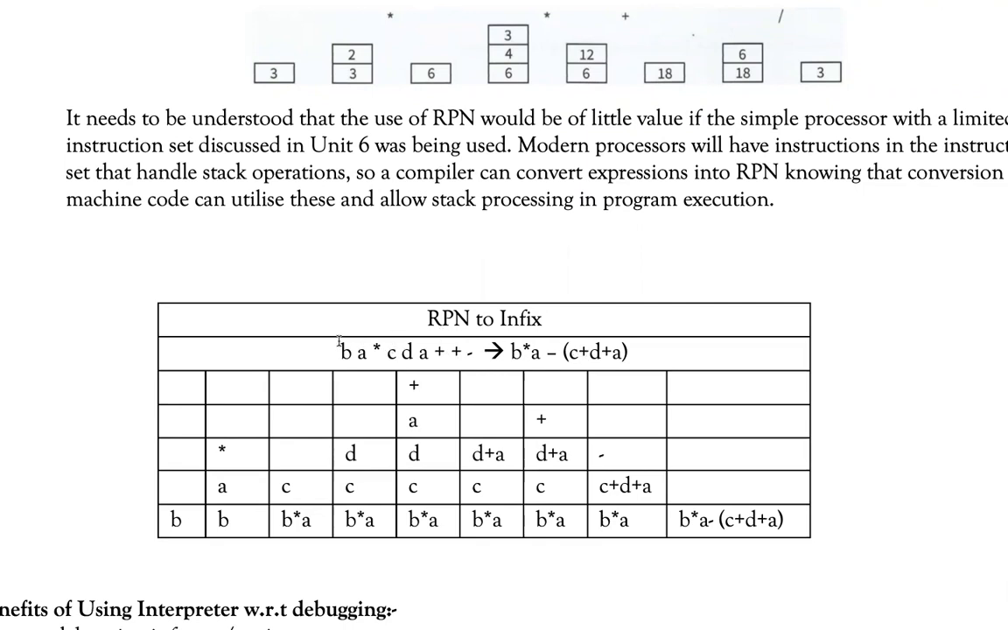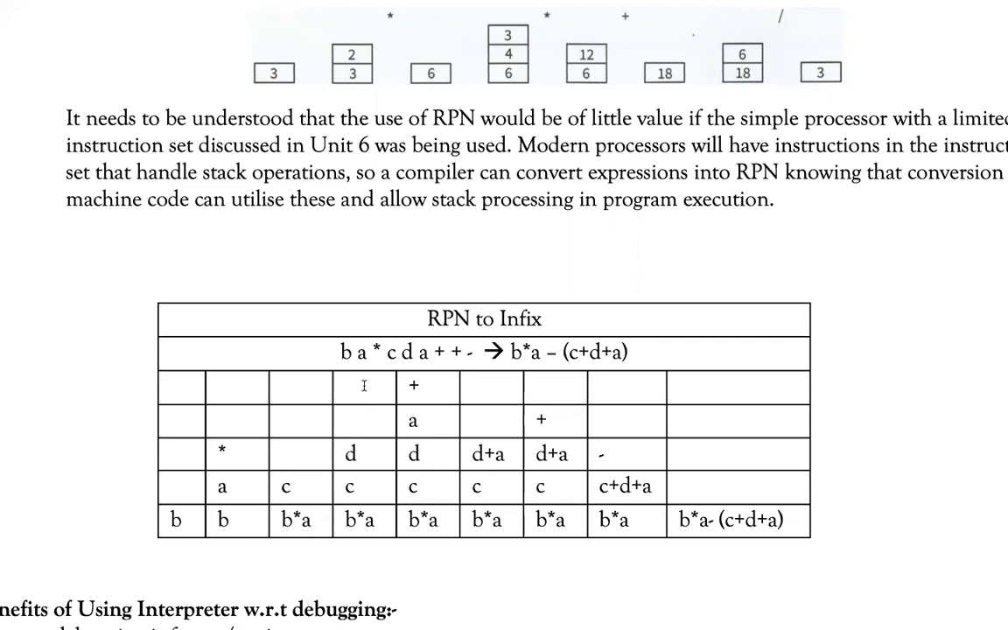Let's see. I see a B, it's an operand, I push that here. Then I see an A, I push the A on top of B. Then I see a multiply. So that means I will do B multiply by A and push the result back in the stack. So that's why B multiply A is right over here.